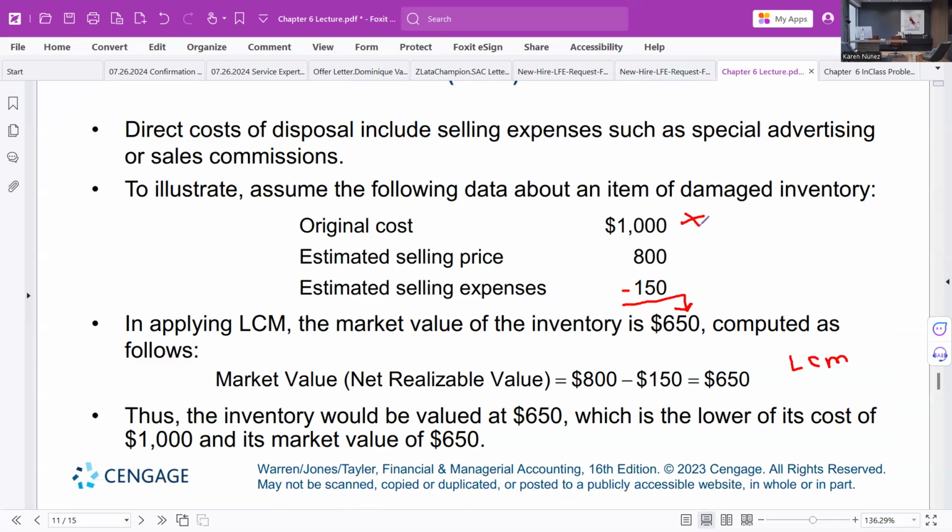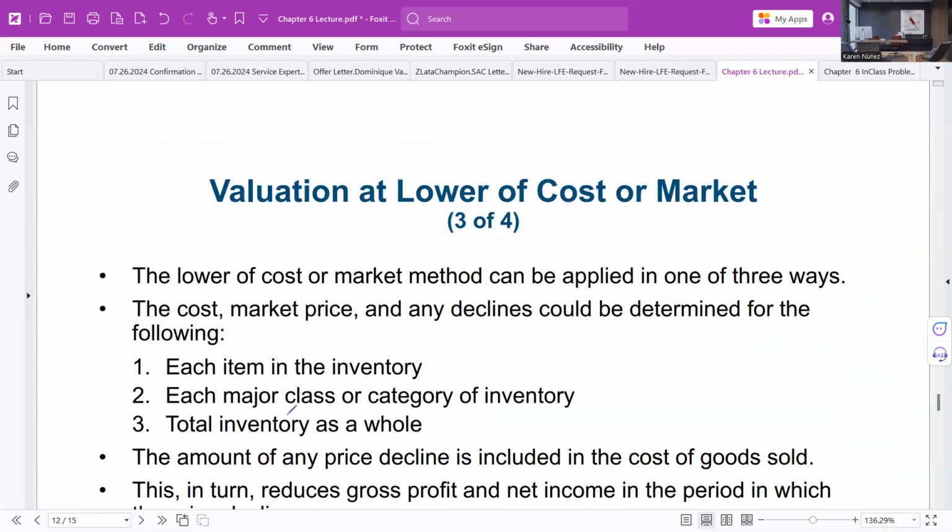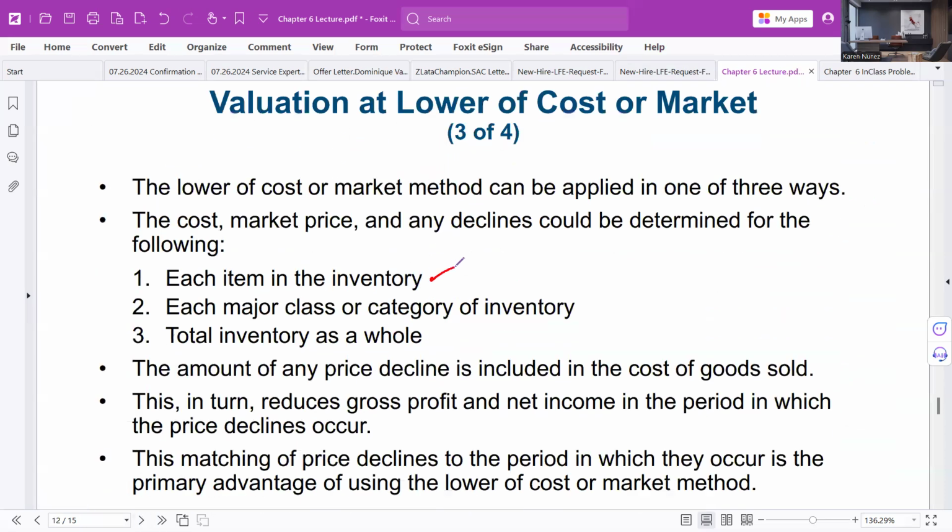Well, the cost is 1,000, market's only 650. We're going to be reporting it at its market value, the lower of the two, at 650. Okay. So that's how the LCM method works. And in fact, we could apply this LCM method to each item in our inventory. We could apply it to major classes or major categories of inventory, or we could just apply it to inventory as a whole. And in this following example, I'll actually show you how it works when you look at all three of those options.